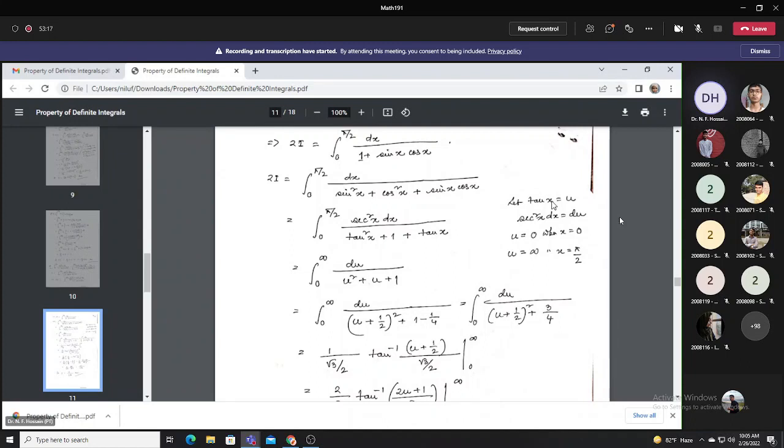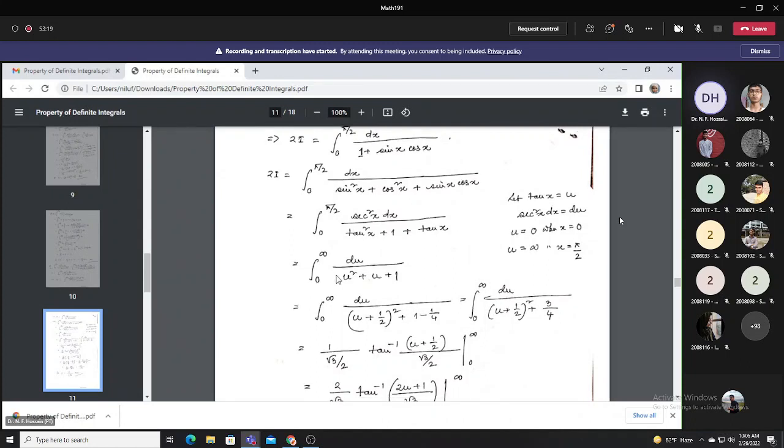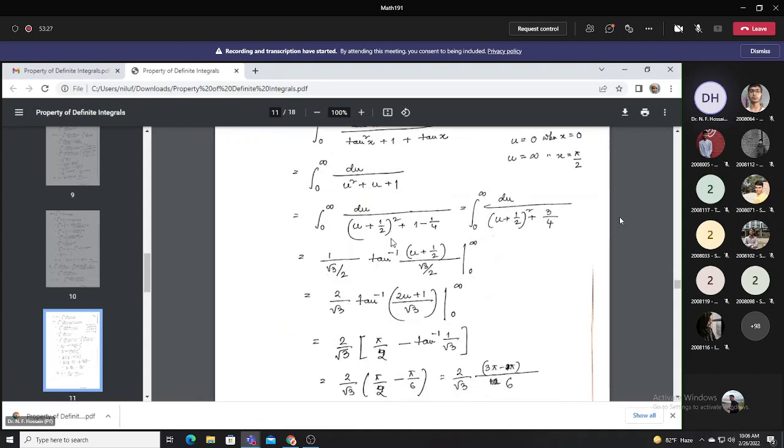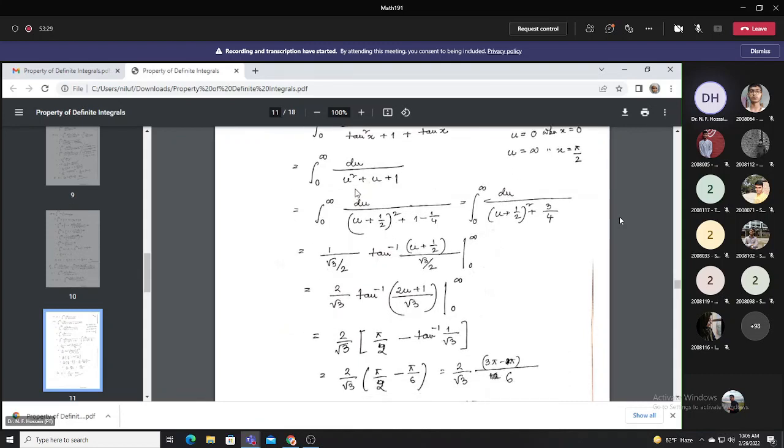So here you are getting 0 to infinity. Sec square x dx is du, and in the lower part it will be u square plus 1 plus u. Now let us try to get a perfect square from the lower part. You can write it like this: u plus half whole square plus 1. This was the extra term.